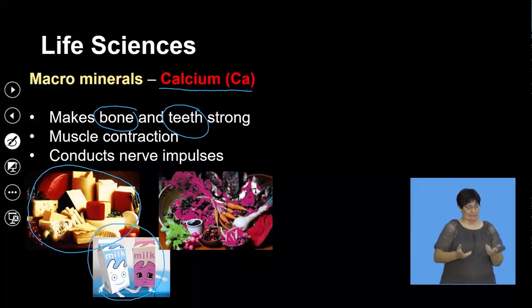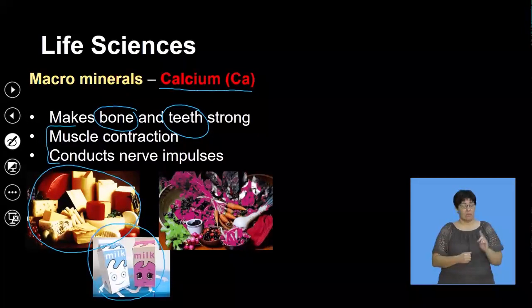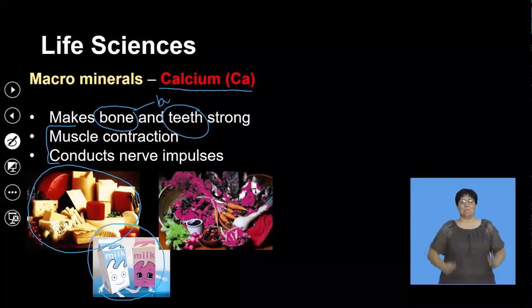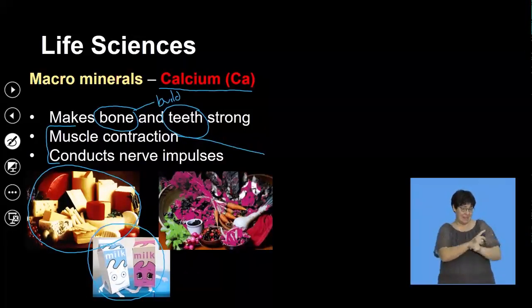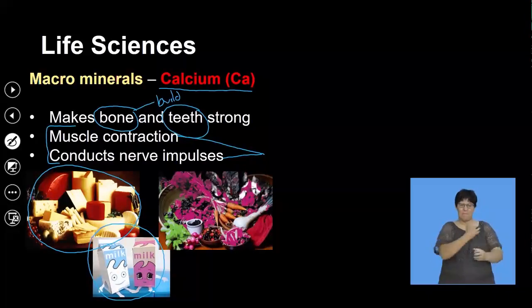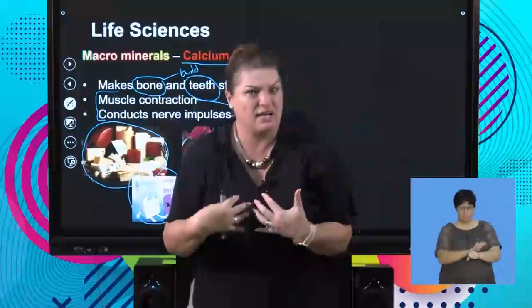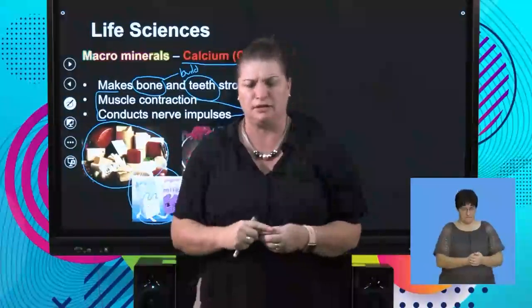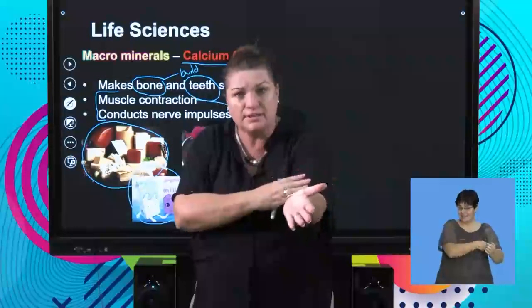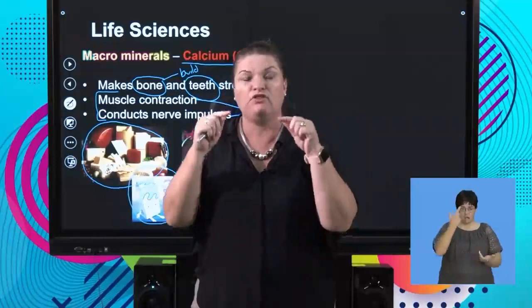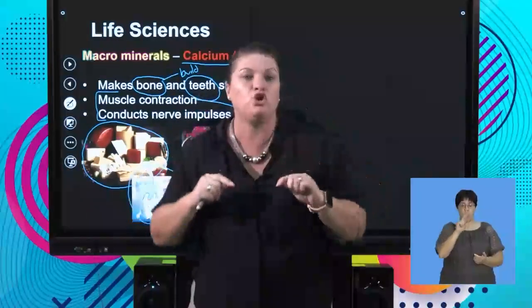Okay, now these two over here, so this is building that: muscle contraction and nerve impulse. What is a muscle? These are your muscles, these muscles inside us. Later on, you're going to see the different muscles. Muscles need a message from something called a nerve.